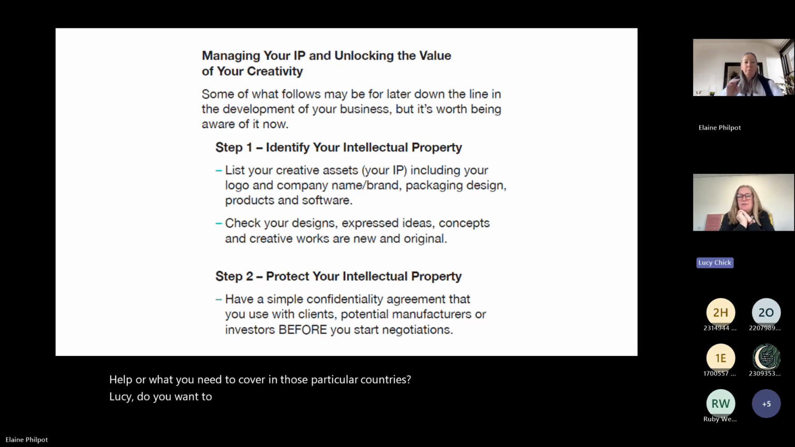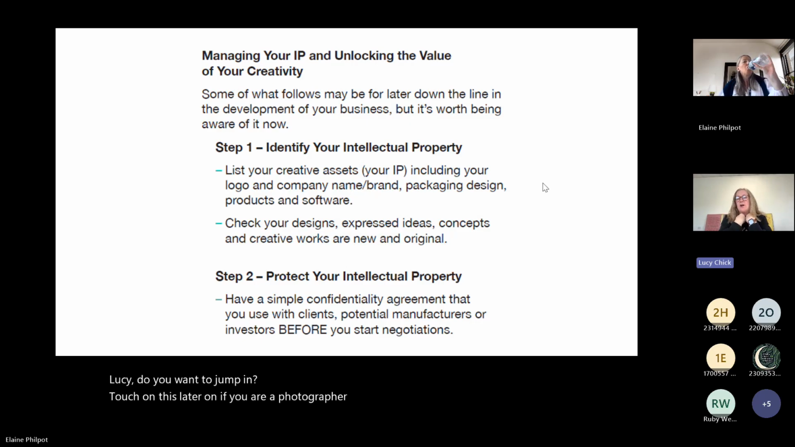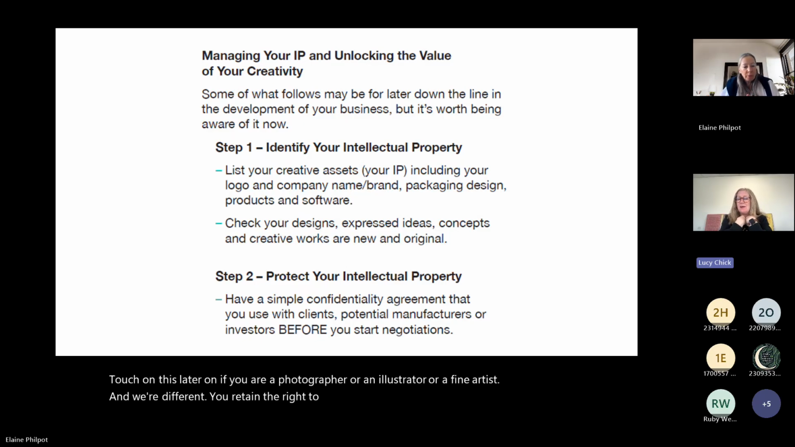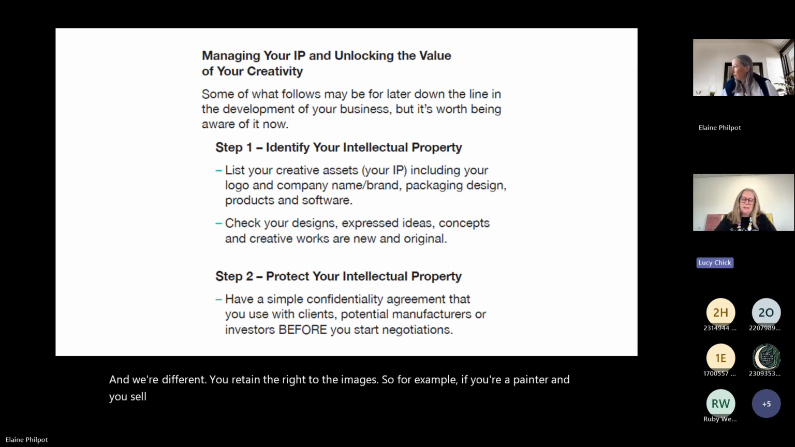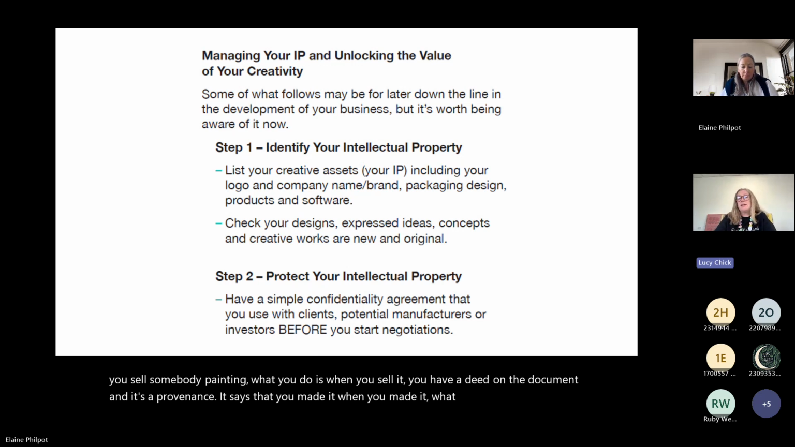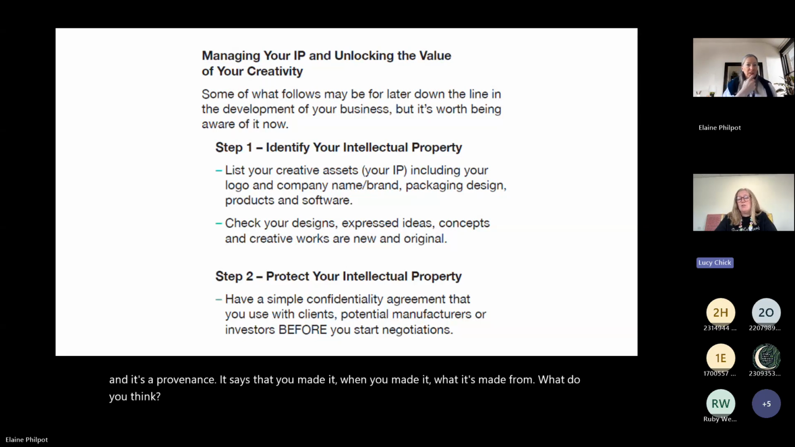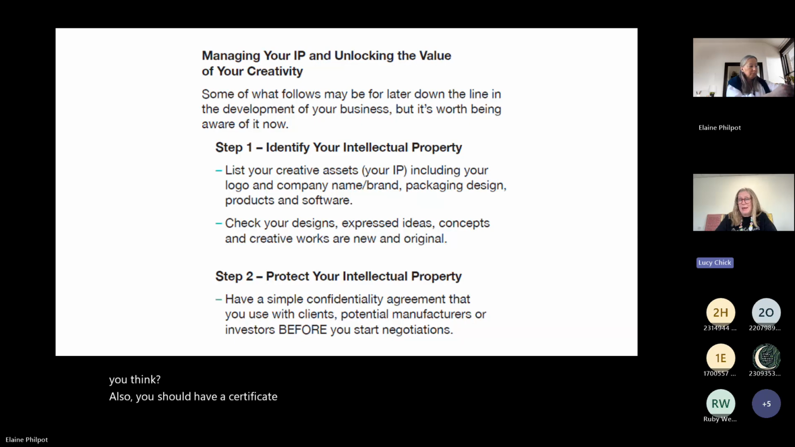There's different IP, and we will touch on this later on. If you are a photographer or an illustrator or a fine artist, you retain the rights to the images. So, for example, if you're a painter and you sell somebody a painting, when you sell it, you have a deed on the document and it's a provenance. It says that you made it, when you made it, what it's made from, and all that kind of thing. It says it's a real piece of artwork. But also, you should have a certificate saying that you retain the right to the image of that painting.